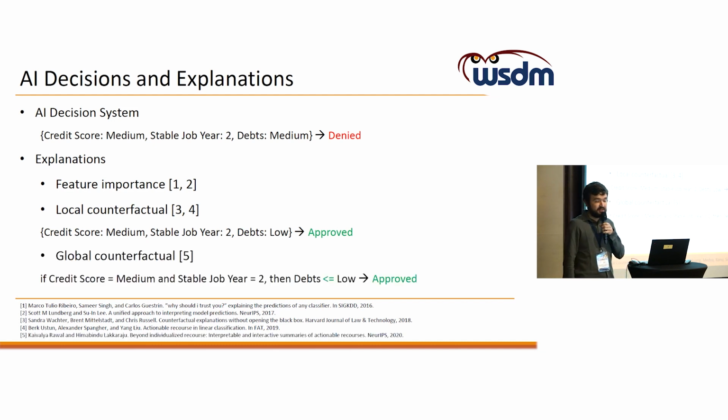On the other hand, a global counterfactual will define a general rule, which makes it easier to explain compared to a local counterfactual one. For example, here, if the credit score is medium and the stable job year is 2, then the debt should be less than or equal to low to get approved.